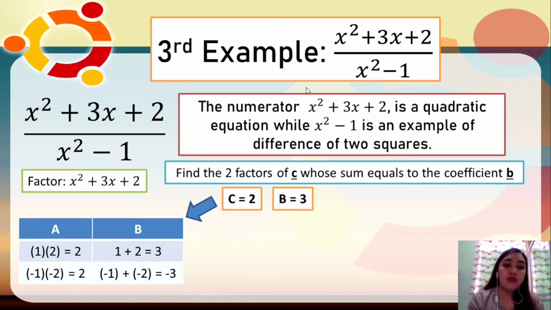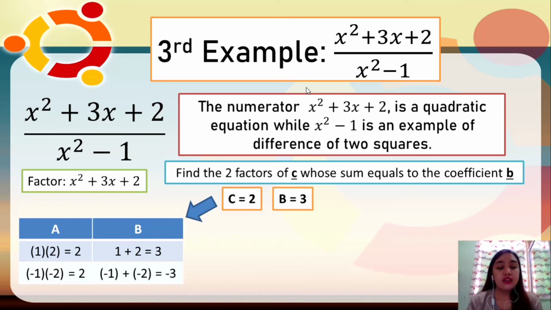So, since may mga factors tayo ng 1 and 2 sa first row ng letter A, which is 1 times 2 equals 2, yung dalawang factors na 1 and 2, i-add natin. So, 1 plus 2 is equal to positive 3. Siyempre, kapag minultiply natin ang negative 1 sa negative 2, you will get also positive 2. So, add natin yung dalawang factors. Negative 1 plus negative 2, you will get negative 3. Eh, ang hinahanap lang natin is a sum of positive 3.